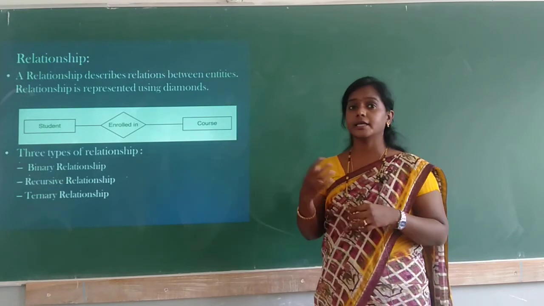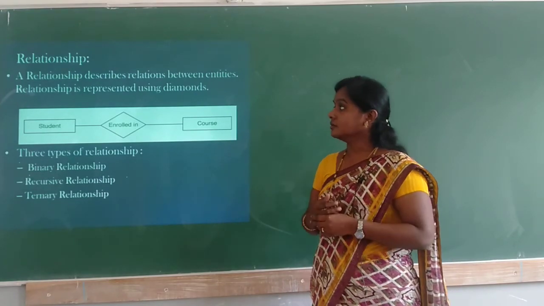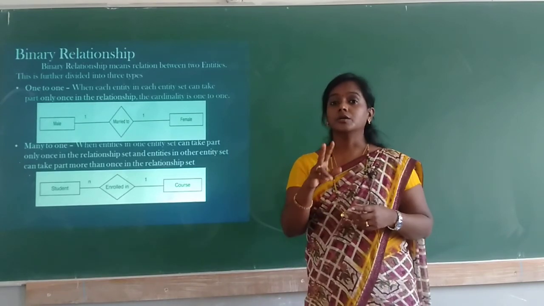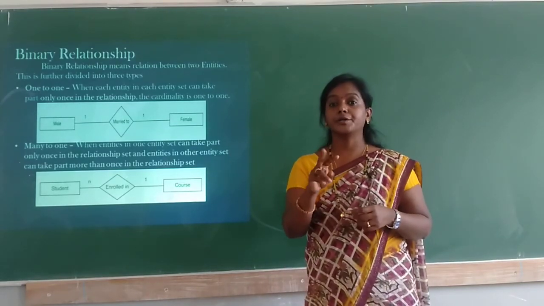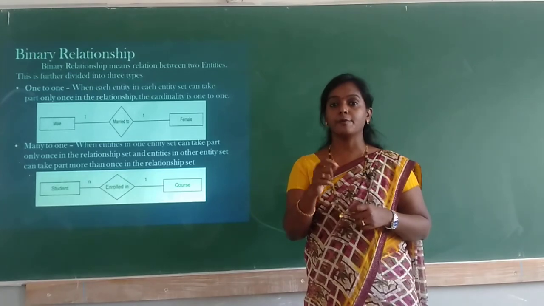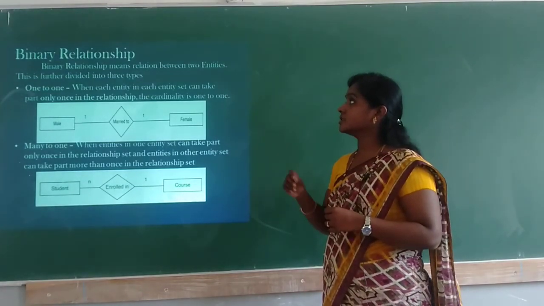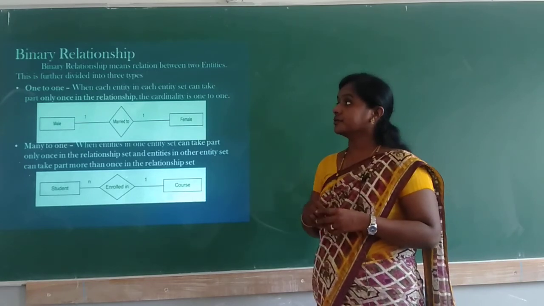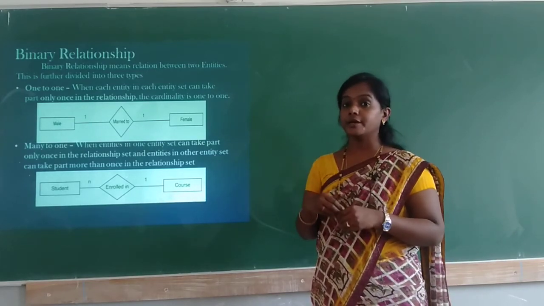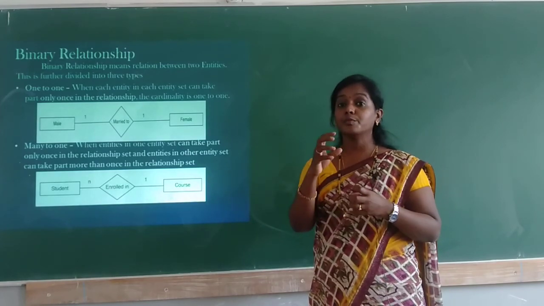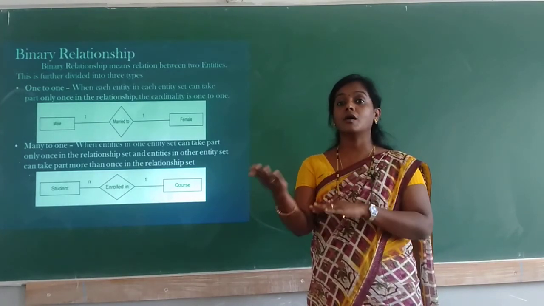In a binary relationship we have two relations. That means two tables are connected with the help of a link. So binary relationship means a relation between two entities. We have different types here. Binary relationship, we have different types, depending on how many entities are involved in that.